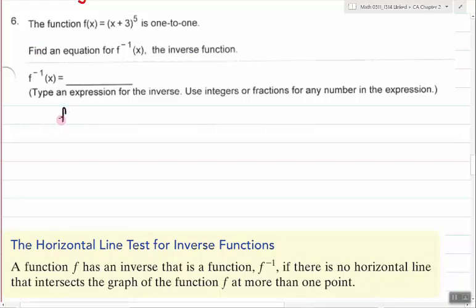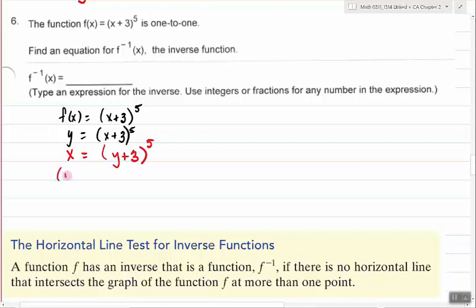I have f of x is, open parentheses, x plus 3, to the 5th power. So y is equal to x plus 3 to the 5th power. Changing to red ink, swapping my variables, x is equal to y plus 3 raised to the 5th power. I'm going to swap sides. Y plus 3 raised to the 5th power is equal to x. I need to take the 5th root right now. So I will get y plus 3 is equal to the 5th root of x.